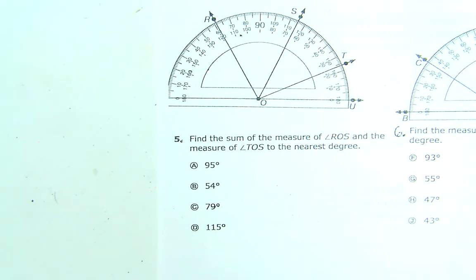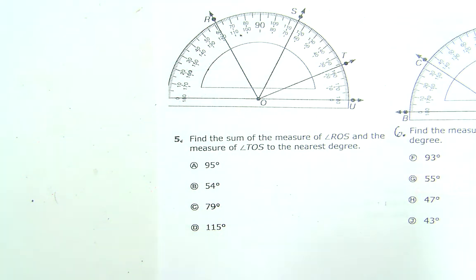So let's read it. It says, find the sum of the measure of ROS and the measure of TOS to the nearest degree. So this one's going to be a little bit more challenging than the second one, so let's go ahead and look and see how we're going to do that. But the first part of what we're going to do to find out ROS will help you with number 6 when you do that on your own.